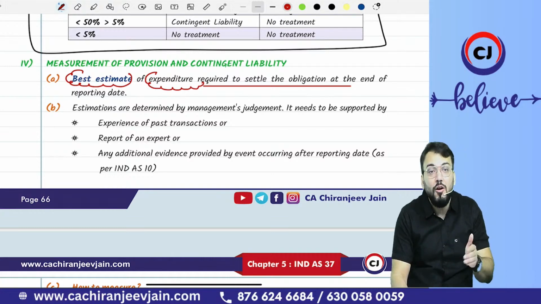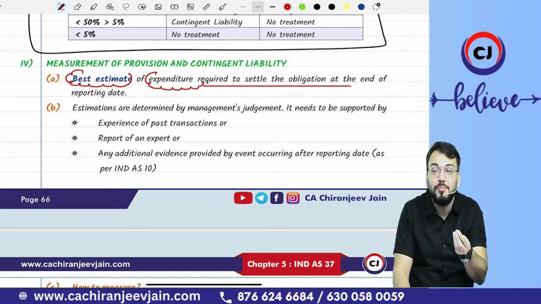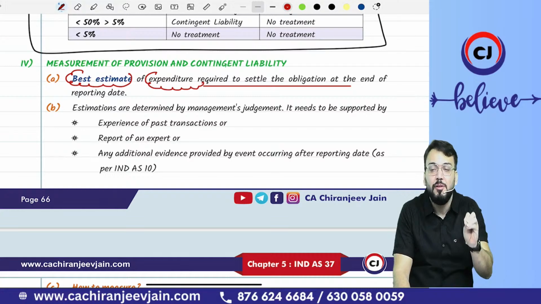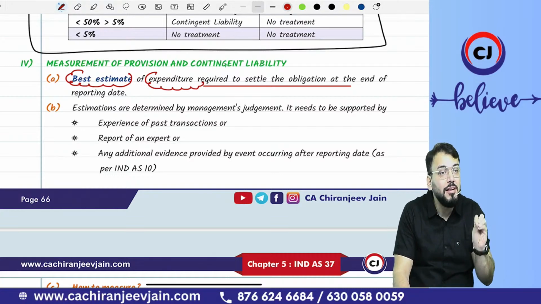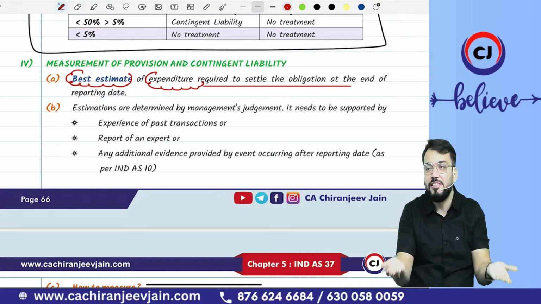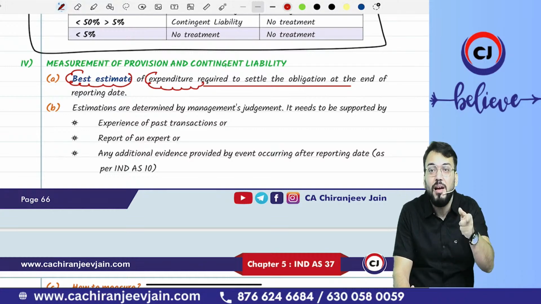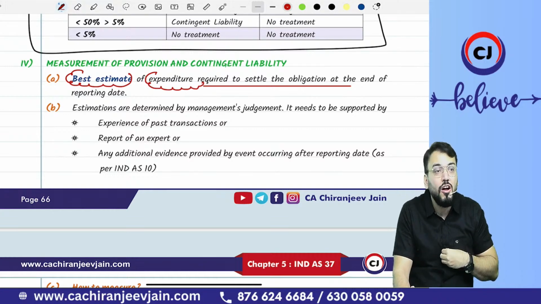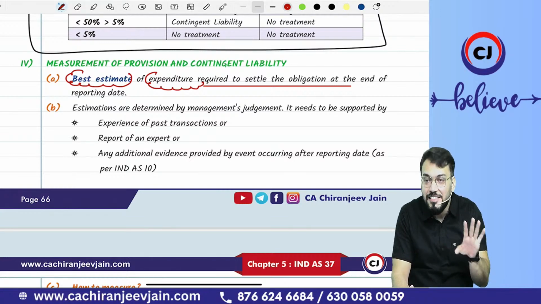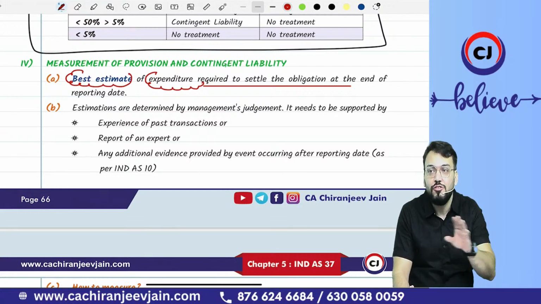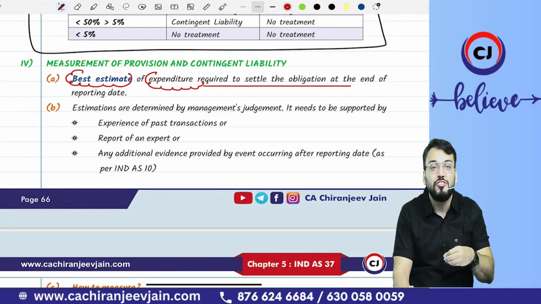Now the question is how to measure the best estimate, means what is the amount of that best estimation. What Ind AS 37 says is that whatever estimation you are doing will be based on management judgment. Whatever management says will become the best estimate. Auditors or chartered accountants are not the persons to estimate the amount. We are not valuers. We are accountants, experts in accounting, income tax, IDT, audit, but we are not experts in estimation or valuation.